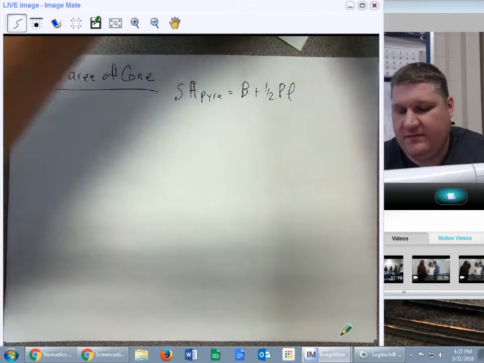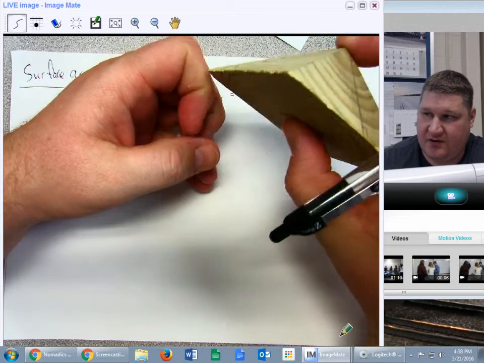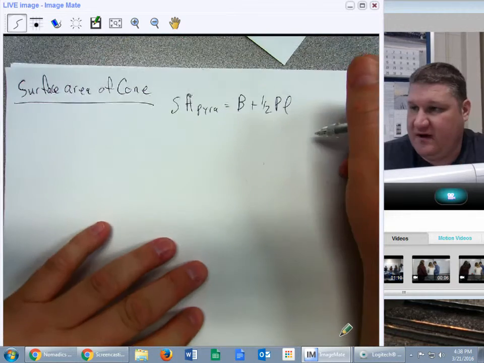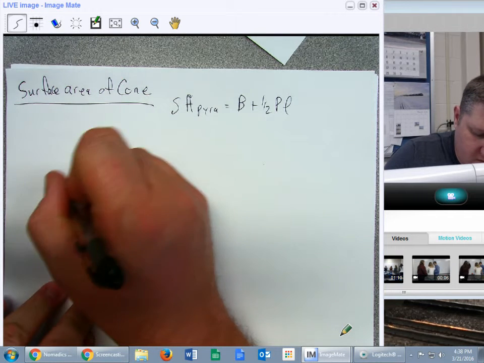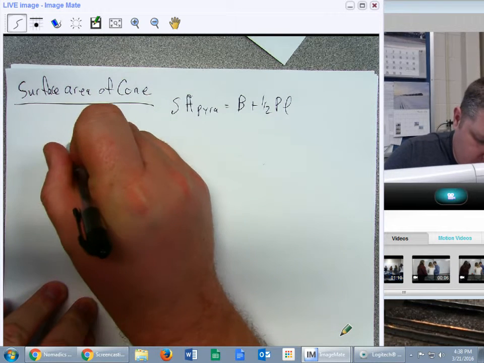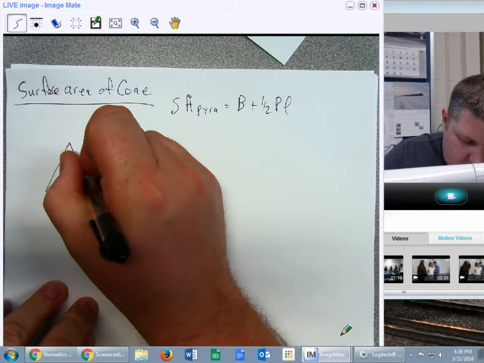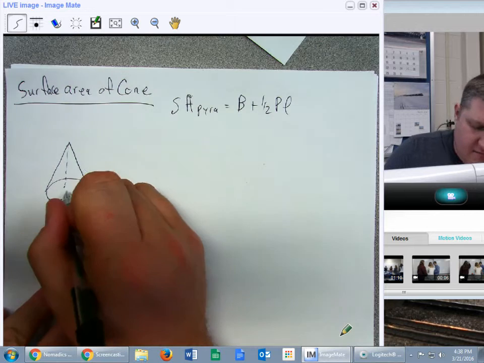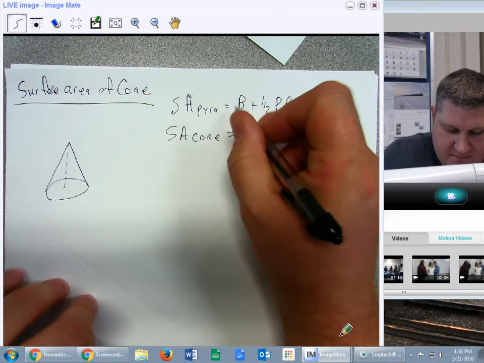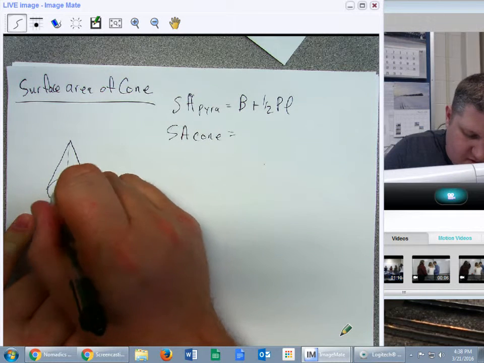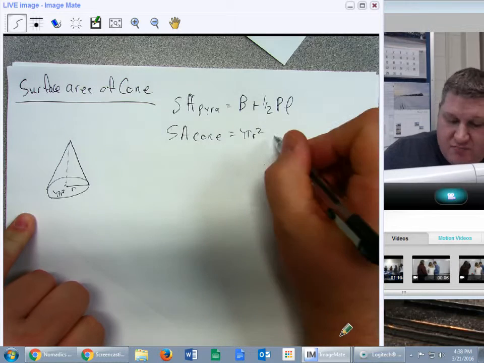And that L is the length up the side of the pyramid, not the height of the actual pyramid. Okay, so we have base plus 1/2 PL. Well, a cone is very similar in the sense that you have a circle for a base and it all goes up to one single point. But now when we talk about base for surface area of a cone, we say the base is going to be pi r squared. So we have pi r squared plus 1/2.